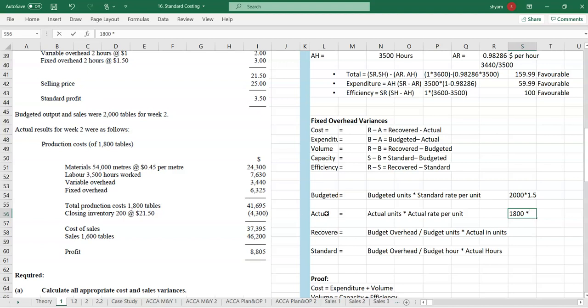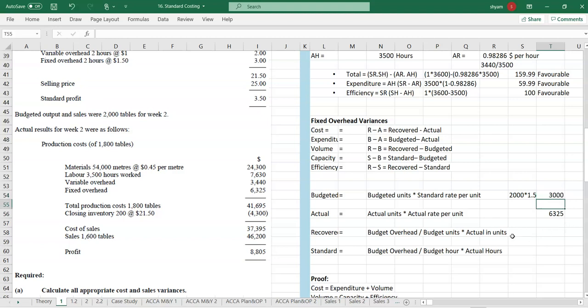The actual fixed overhead is 6325. So we don't even need to compute this. We got the answer directly itself, 6325. So the next one is recovered. Recovered tells you budgeted overhead. Budgeted means this is the budgeted. So unless you get the answer for this, we cannot find out the recovered.